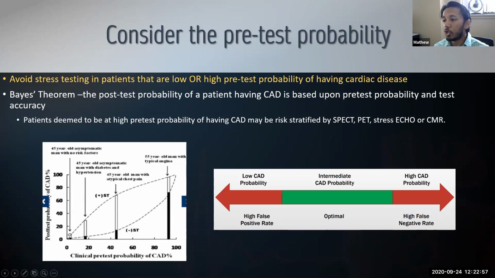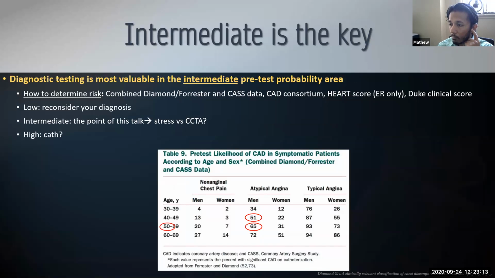But you're going to know that if they had a low pretest probability, then your chances of a false positive are going to be high. So just know that this optimal Goldilocks zone is right here in this intermediate risk. If you go anywhere higher or lower, you're going to increase your risk for false positives and negatives respectively. So diagnostic testing is most valuable when they're in the intermediate risk. And how are you going to determine what that risk is? You're going to use this Diamond Forrester criteria. I think this is the easiest one to use.